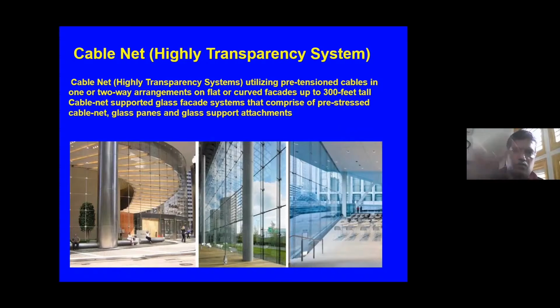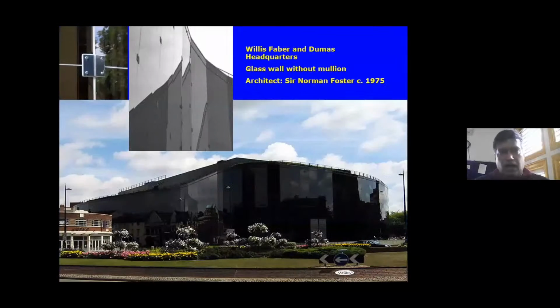It could be flat, it could be single curved, and in fact, it could even be double curved. One of the projects in China, which I'm not showing, has a wall of about 300 feet, 100 meters. How did it evolve? If you look at the 60s to 70s, there was the so-called patch plate system. This is the Norman Foster, Willis Faber and Dumas headquarters. So it started off as a patch plate system.